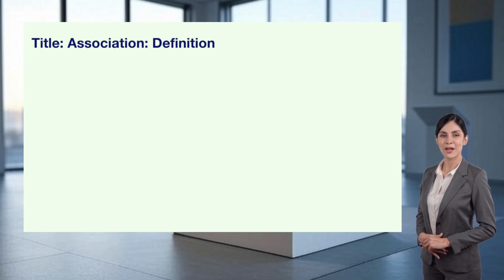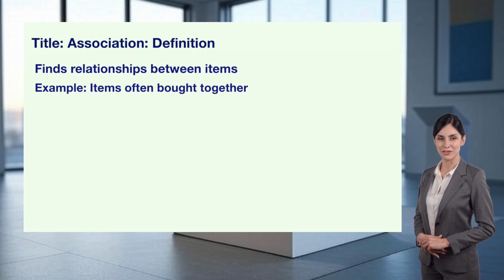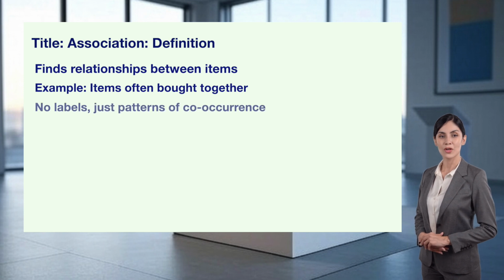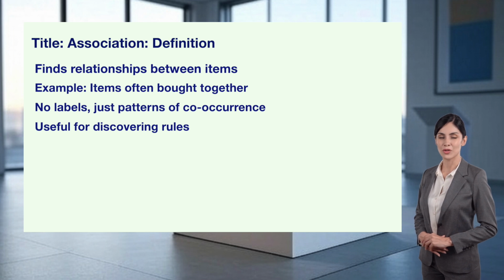Association is the other type of unsupervised learning, focusing on finding relationships between items. For example, it might identify items often bought together, like bread and butter in a grocery store. There are no labels involved, just patterns of co-occurrence that the model discovers. Association is useful for discovering rules, such as if this, then that, in the data. It's like finding connections between things without being told what to look for.